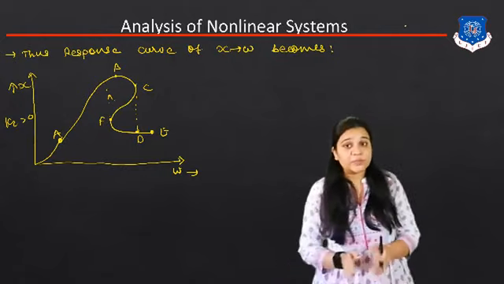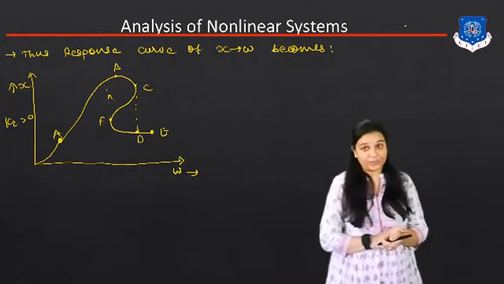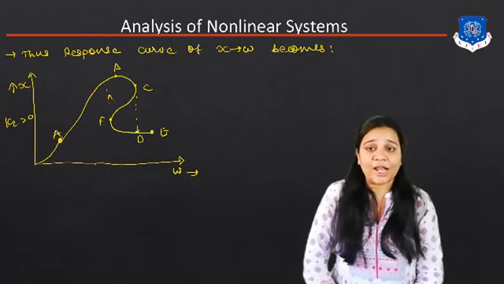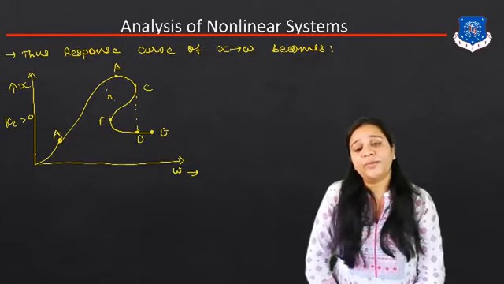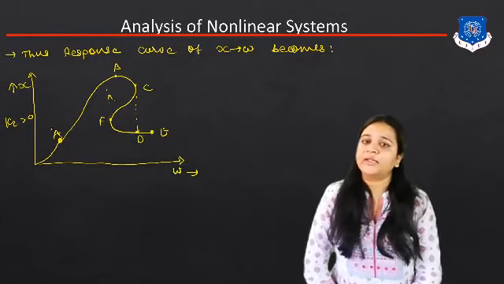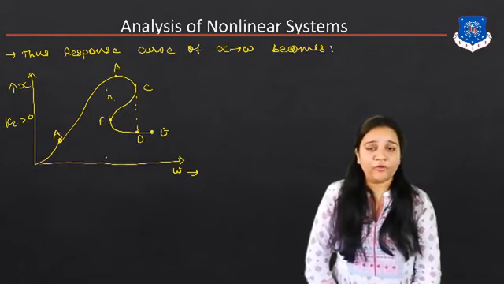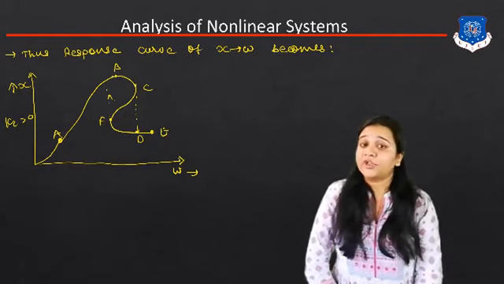Now this response is known as the jump response. Why? Because here you can see that when we increase the value of omega, the value of x increases and we get the point A. Again, if we increase the value of omega, we get the resonant peak.